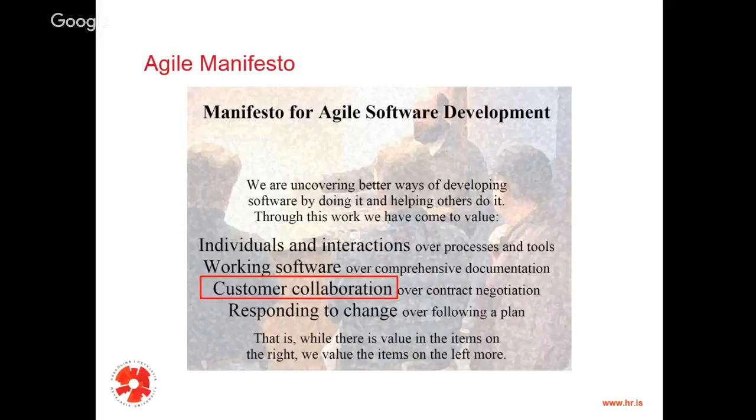Okay, so in the Agile Manifesto, they have four things that they are focusing on. It's sort of guidelines. They say individuals and interactions over processes and tools, working software over comprehensive documentation, customer collaboration over contract negotiation, and responding to change over following a plan.